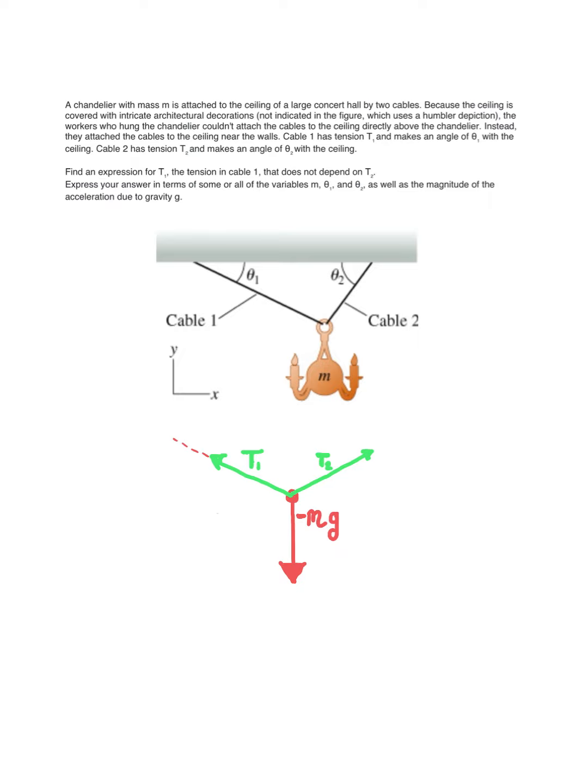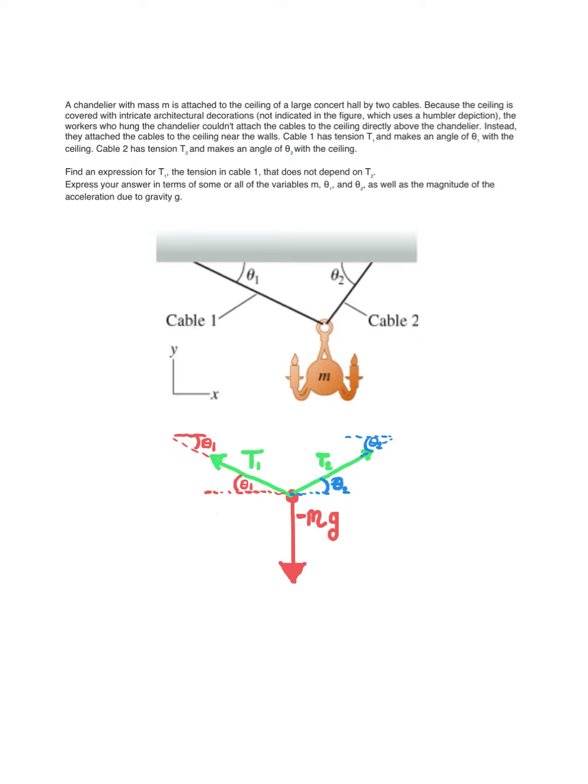Now, since cable 1 makes an angle of theta 1 with respect to the ceiling, we can say that the angle that T1 makes with the horizontal is also theta 1. Since those two angles are alternate interior angles, they have to have an equal measure. The same can be said about tension T2. So tension T2 makes an angle of theta 2 with respect to the horizontal, because cable 2 makes an angle of theta 2 with respect to the ceiling.